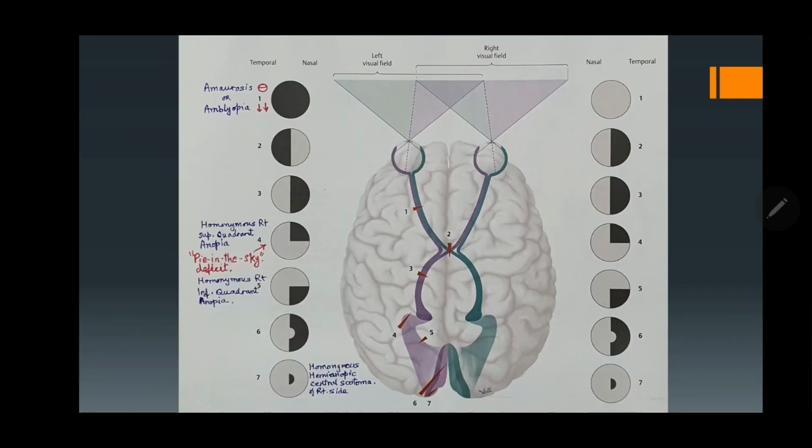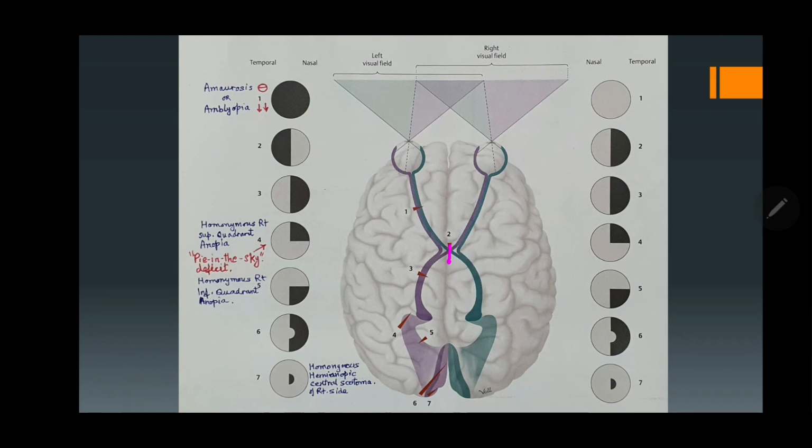Now this one is again from another book, because I have taken it from different books so that you can cover all the different lesions in the field of view. So listen here. This I have already discussed, right? This is amaurosis or amblyopia because of a lesion of the optic nerve. That we've done. Then this, because of an optic chiasma lesion here, will cause this. And remember, this is called bitemporal heteronymous hemianopia, at a lesion of the optic chiasma.